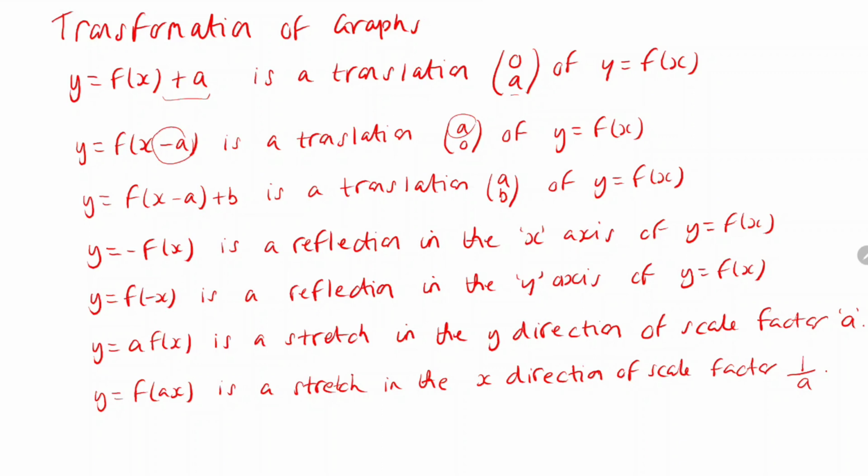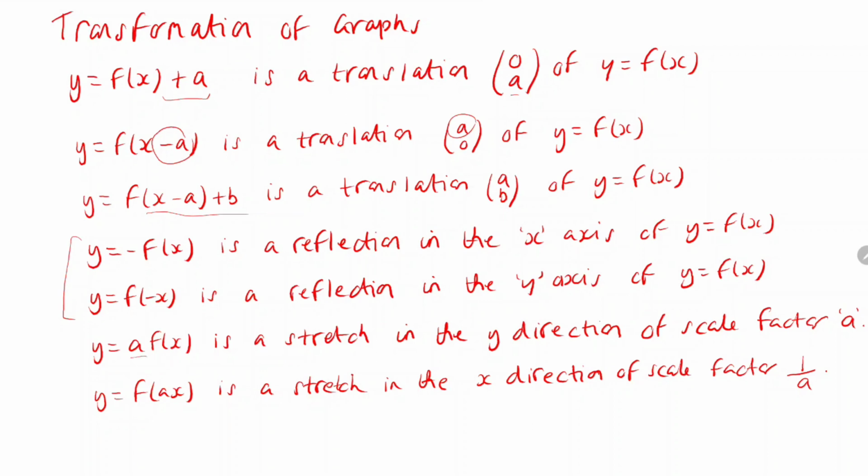which is quite counterintuitive. You could have a combination whereby you've got minus a inside the bracket and plus b after. This will move the graph up in the y direction by a translation of b, and to the right by a translation of a. You could also then get reflections, which are these two. So if you've got y equals minus f(x), that will be a reflection in the x-axis of the graph, and y equals f(minus x) is a reflection in the y-axis.